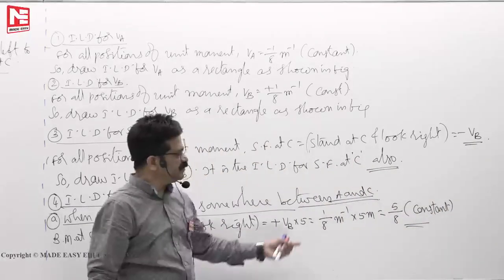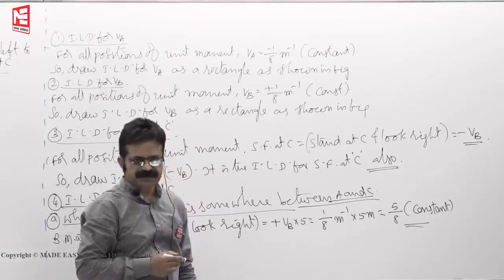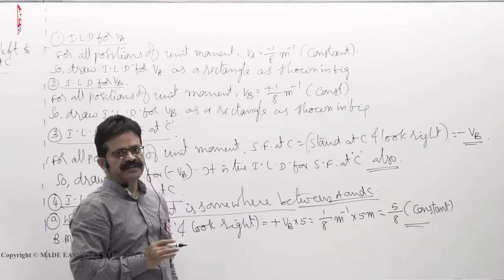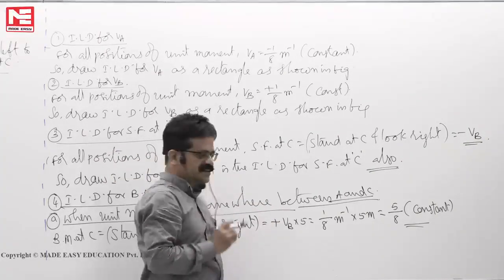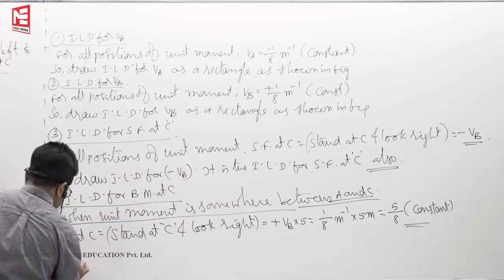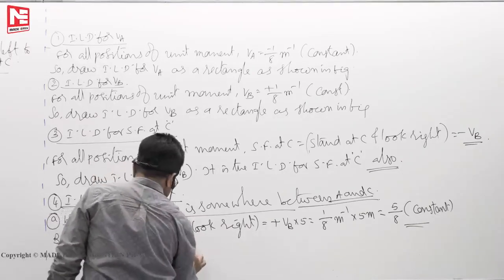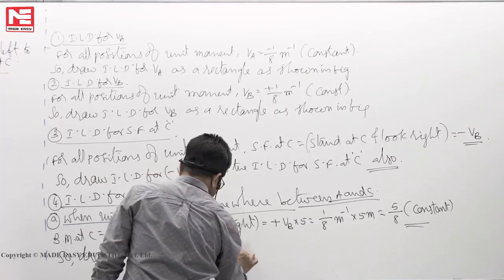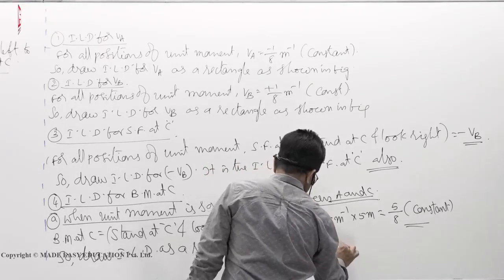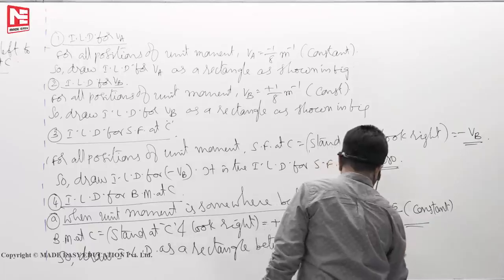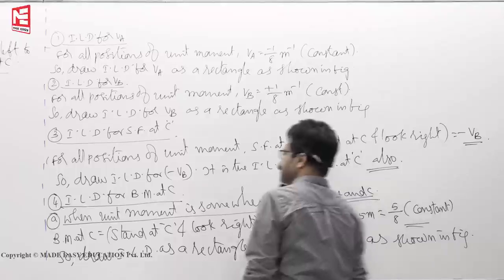If at all 5L by 8 or 5X by 8 you get it, then it varies linearly, something like that could have been written. Simply 5 by 8 you got. That means wherever the moment is between A and C, simply 5 by 8 is the moment at C. So draw the ILD as a rectangle between A and C, as shown in figure.